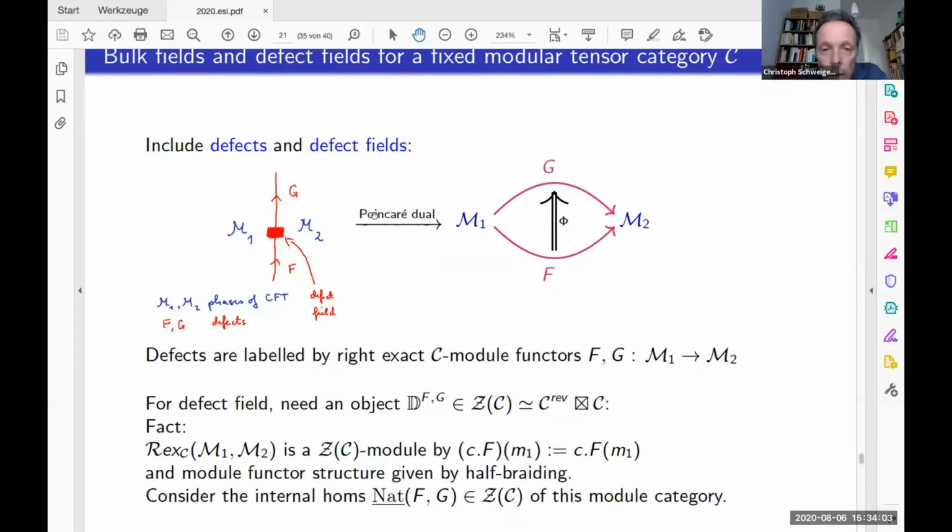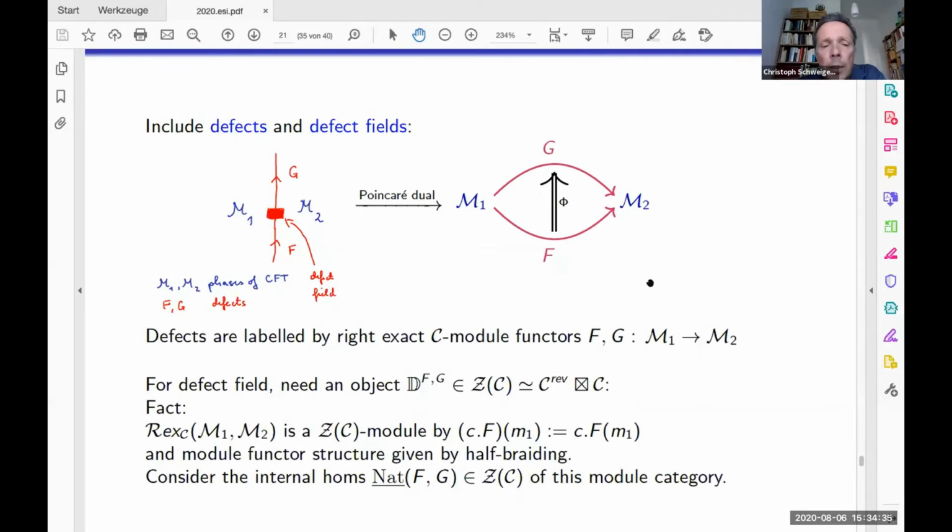Now, how to do this? Well, maybe we first look at this picture. If we take the Poincaré dual of it, you get something which looks pretty much like the standard picture you see in category theory to describe natural transformations. So probably the thing we are going to do should be related to natural transformations of functors between module categories. So they should be related in some way to module natural transformations.